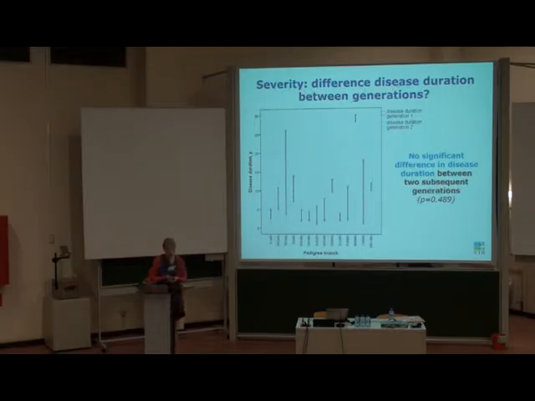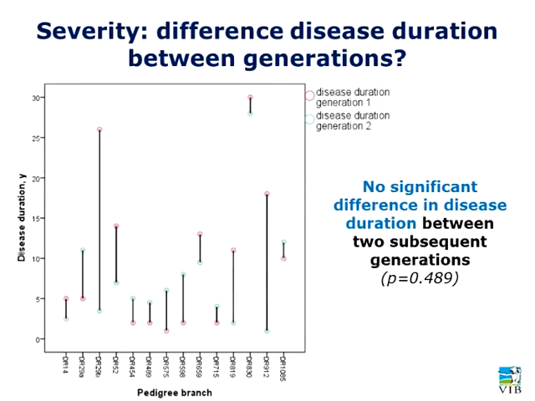What we have also seen in other repeat expansion diseases is that you expect with anticipation more severe disease. So more severe disease mostly means a shorter disease duration. So we have also looked at if there was a difference between the disease duration of the patients of the first generation with the second generation, but we could not observe a significant difference. But with this we have to make the comment that ALS patients are known to have a significantly shorter disease duration than patients with FTD.